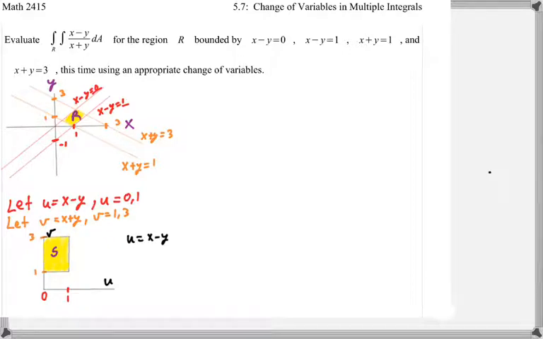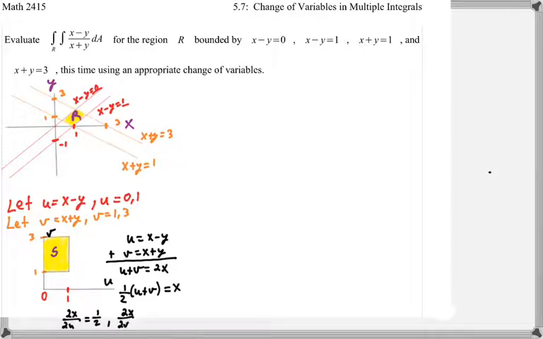Okay, so let's keep working on this. So u is equal to x minus y, v is equal to x plus y, and we need to solve for x and y in terms of u and v because we need that for our Jacobian. So u plus v is equal to 2x, notice the y's cancel, so you can multiply by 1/2, and so you have x equals 1/2 (u plus v). So the partial derivative of x with respect to u is going to be 1/2. The partial derivative of x with respect to v is also going to be 1/2.